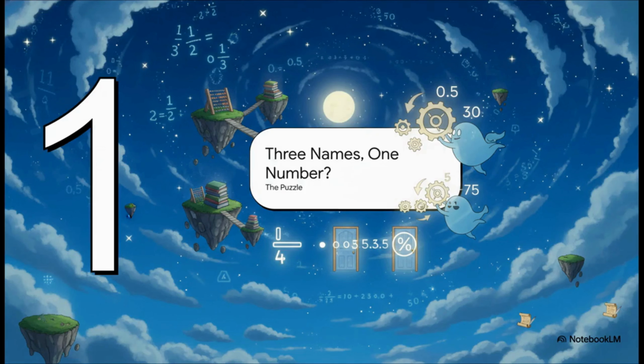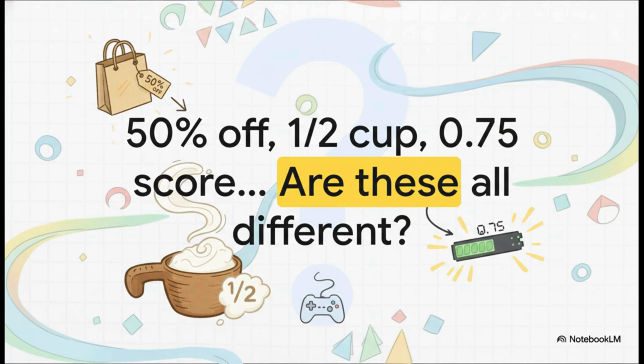So, here's the big puzzle. In the world of numbers, you see all these different things, but are they really that different? Okay, think about it like this. You're walking through a store and you see a huge sign, 50% off sale. Awesome, right? Then you go home, you're going to bake some cookies, and the recipe says you need 1/2 a cup of flour. Got it. Later, you're playing your favorite video game, and you check your power bar. It's at 0.75. So wait a minute, we've got a percentage, a fraction, and a decimal.